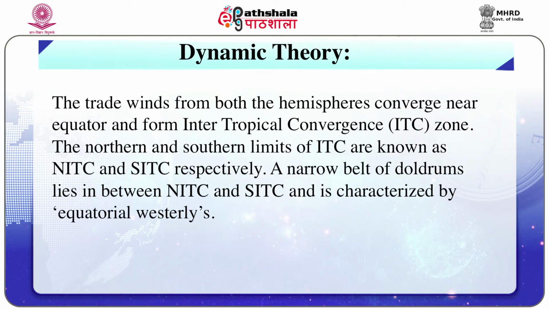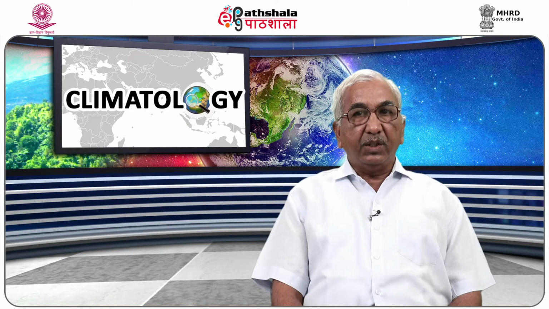The trade winds from both the hemispheres converge near the equator and form the intertropical convergence zone. The northern and southern limits of ITC are NITC and SITC respectively. A narrow belt of doldrums lies between NITC and SITC and is characterized by equatorial westerlies. During summer solstice, trade winds of the southern hemisphere, that is southeast trade winds, extend and shift northward, while during winter solstice, trade winds of the northern hemisphere, that is northeast trade winds, extend and shift southward from their normal position.